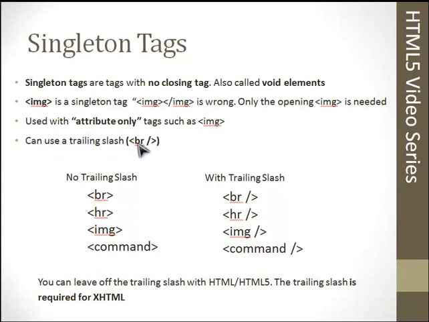They can use a trailing slash in HTML. If you're writing XHTML, then the trailing slash is required for it to be valid. But in HTML, HTML5, you do not need it. It's usually not used, but it doesn't hurt your document if you do use it. And here we have some examples of tags without a trailing slash. We have the line break, the horizontal line, image, command. And this is what they would look like with the trailing slash. And once again, if you're using XHTML, which is not covered in this tutorial, this is how you would do it.